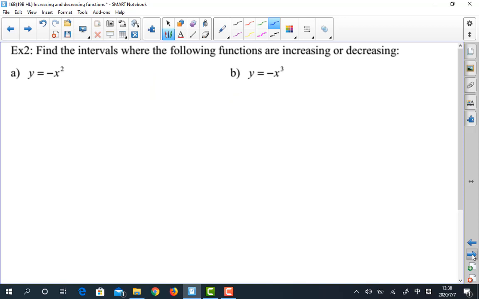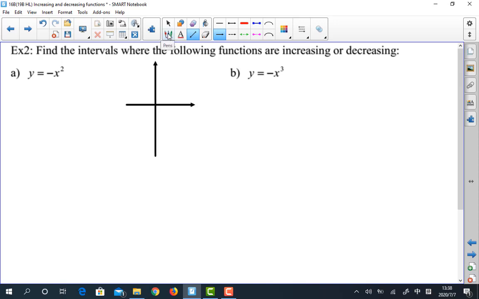Let's look at example 2. Find the intervals where the following functions are increasing or decreasing. This time, the graph is not given. Of course, you can graph it to observe the increasing and the decreasing intervals. You're familiar with y equals negative x squared already. This graph is a parabola opening downward. So this is the increasing interval. This is the decreasing interval.